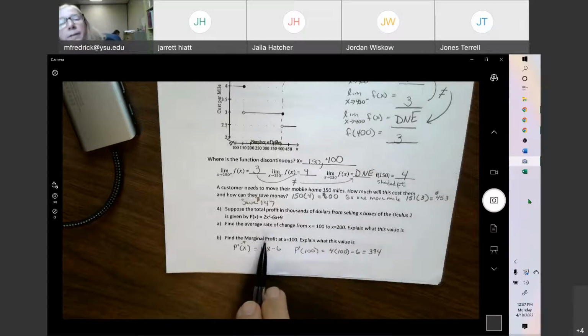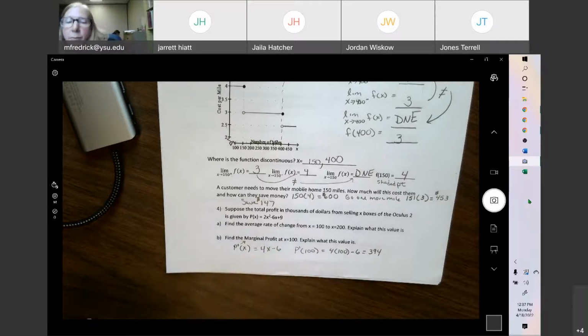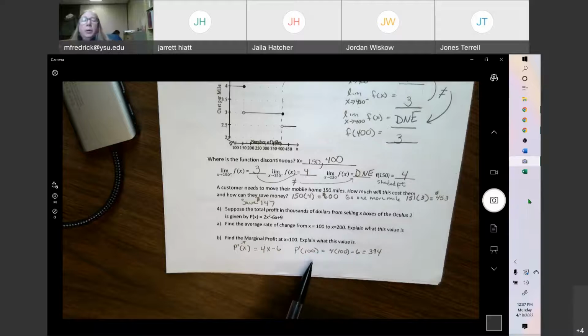So marginal profit, instantaneous. You can use the derivative now. You don't have to use the long form. Any questions on that part?